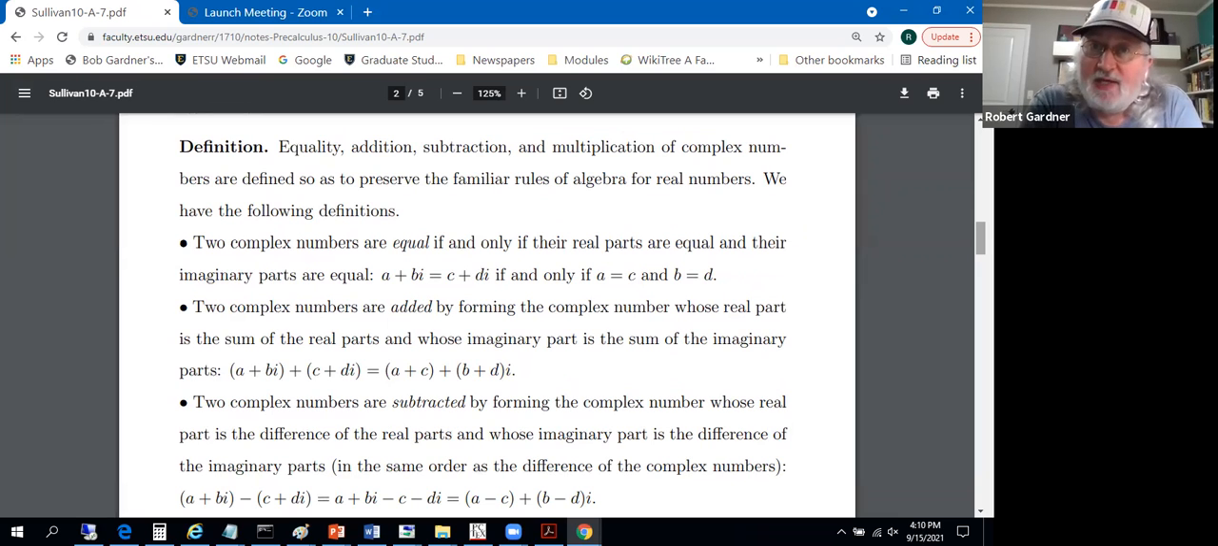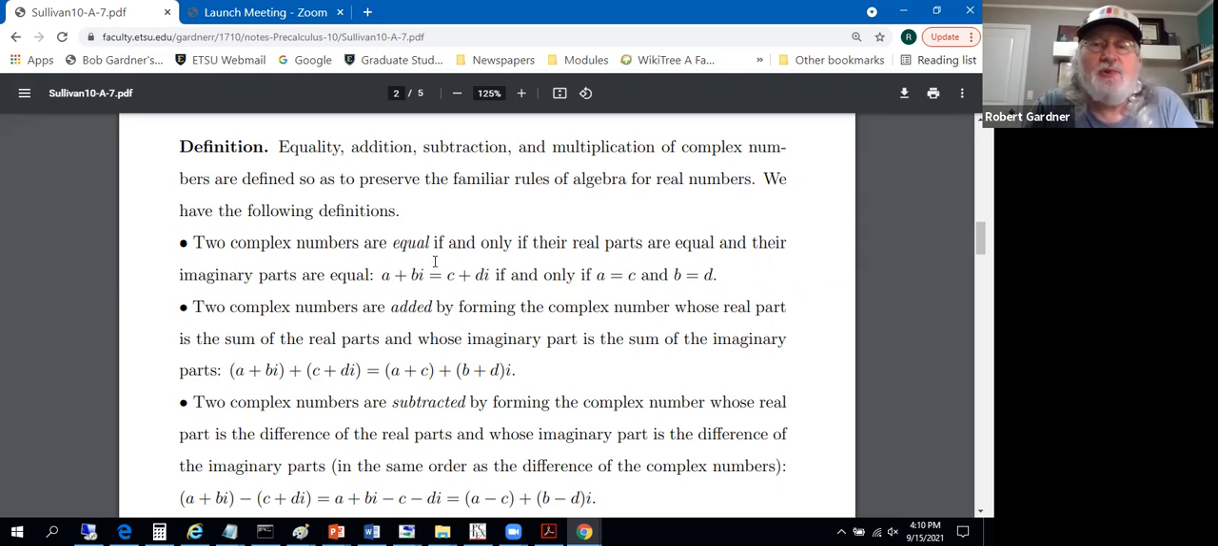For definitions of equality of complex numbers, addition of complex numbers, subtraction of complex numbers, multiplication of complex numbers, curiously absent is a comment about division, but we'll take care of some division of complex numbers while we're at it. We have the following definitions.